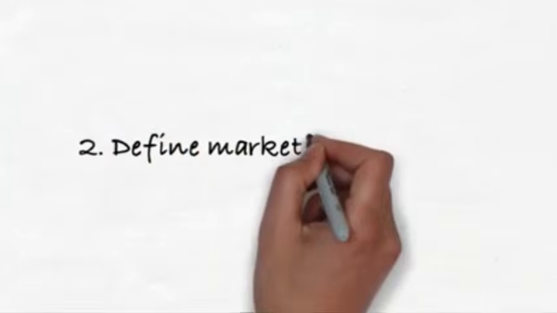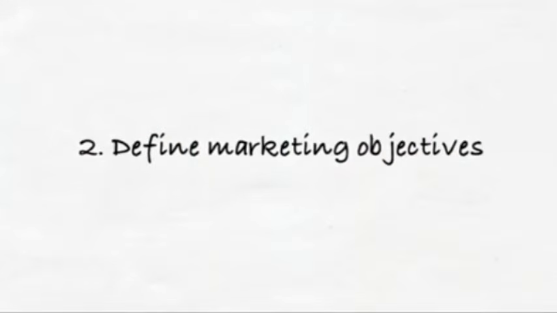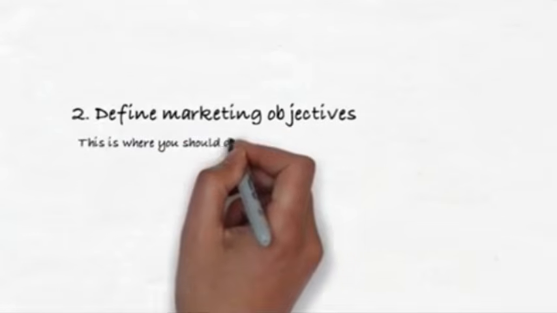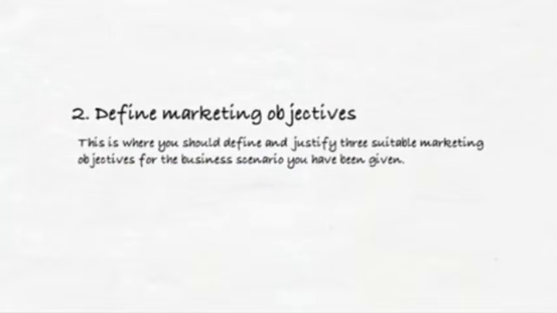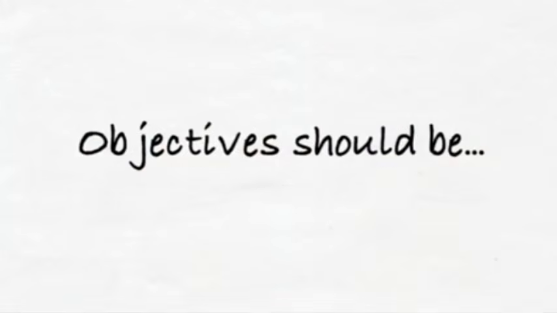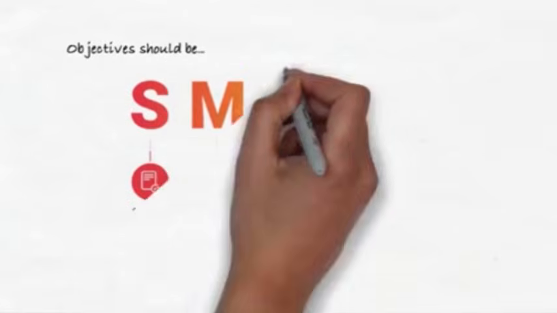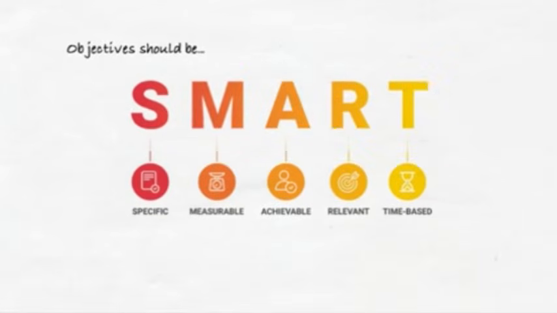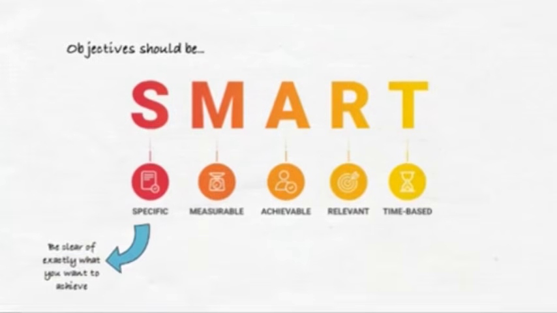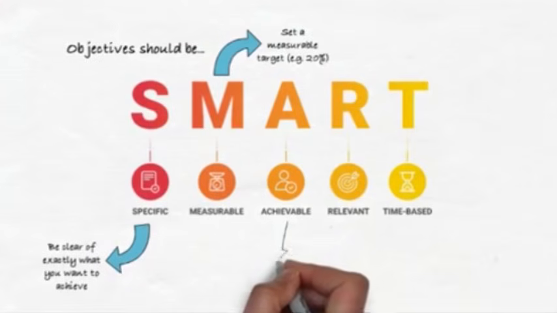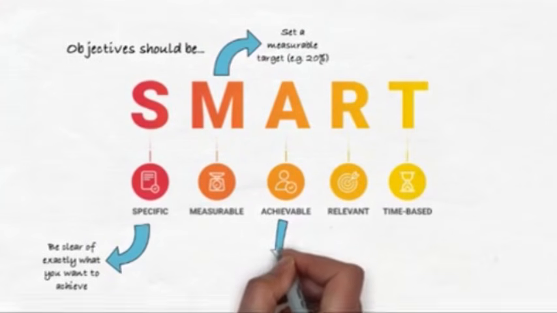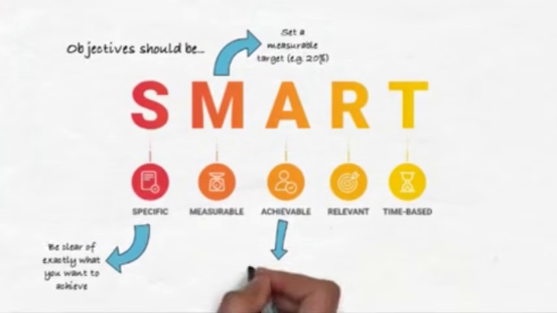The second part of Activity 1 is defining marketing objectives. You should define and justify 3 suitable marketing objectives for the business scenario you have been given. These objectives should be SMART. They should be specific, so they clearly state what is to be achieved. This achievement should be measurable, such as having a numerical target or percentage. Objectives should also be achievable, one that the business could realistically achieve.